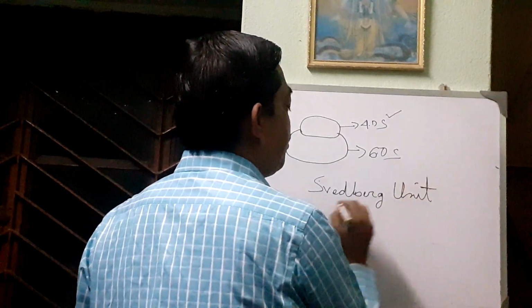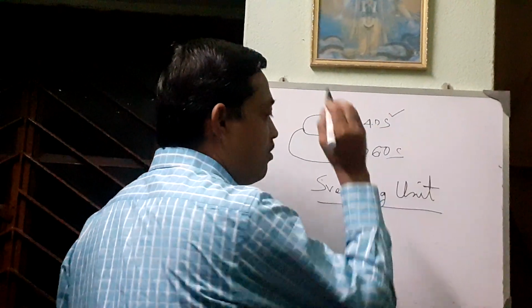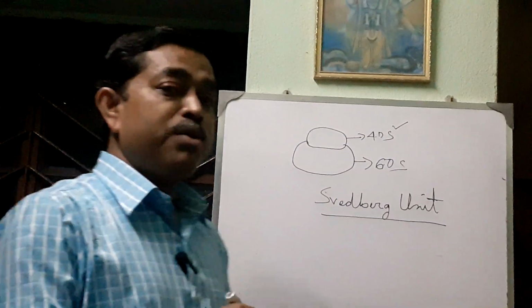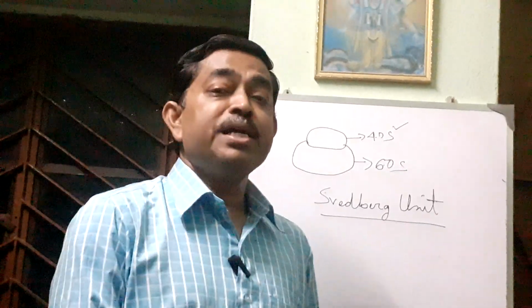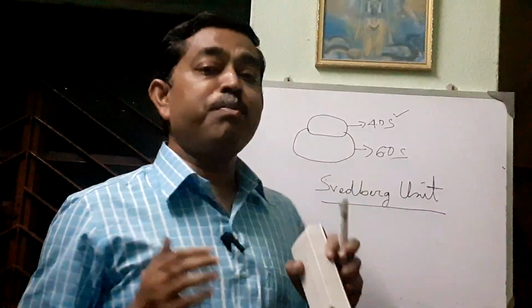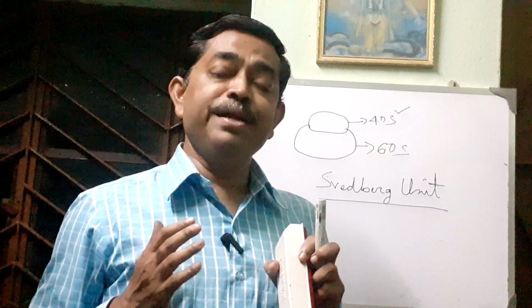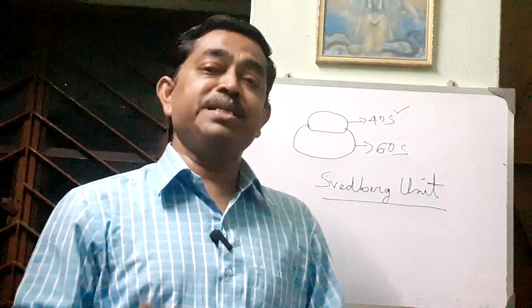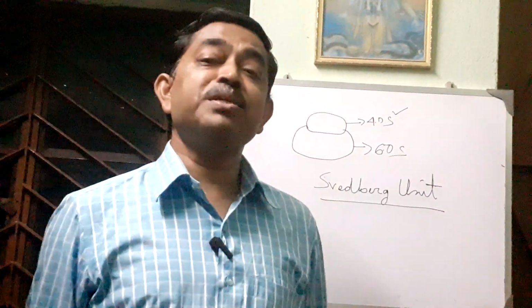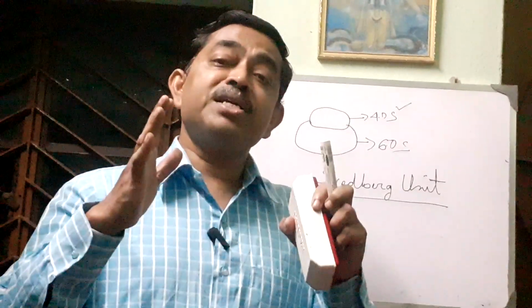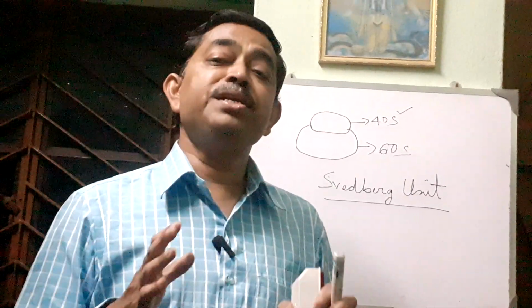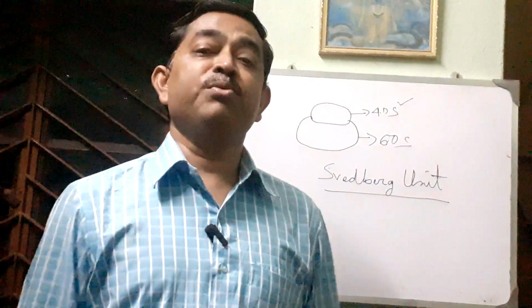Svedberg unit, it will be called in short form S. So what is Svedberg unit? Actually, this ribosome particle will be precipitated. How fast it will be precipitated during ultracentrifugation? This unit is called the Svedberg unit.